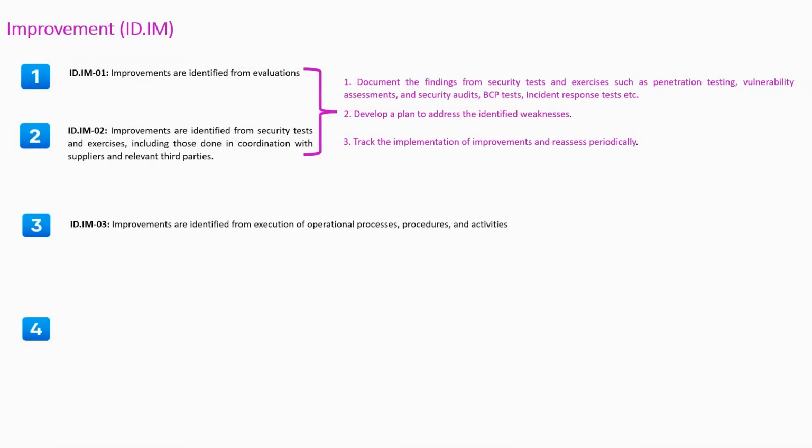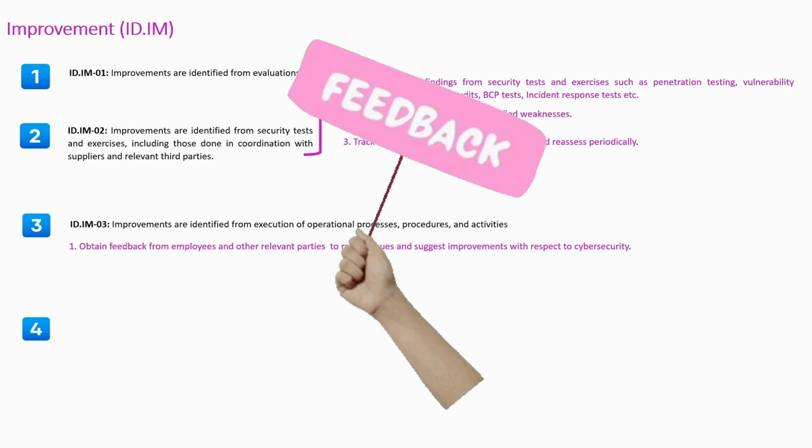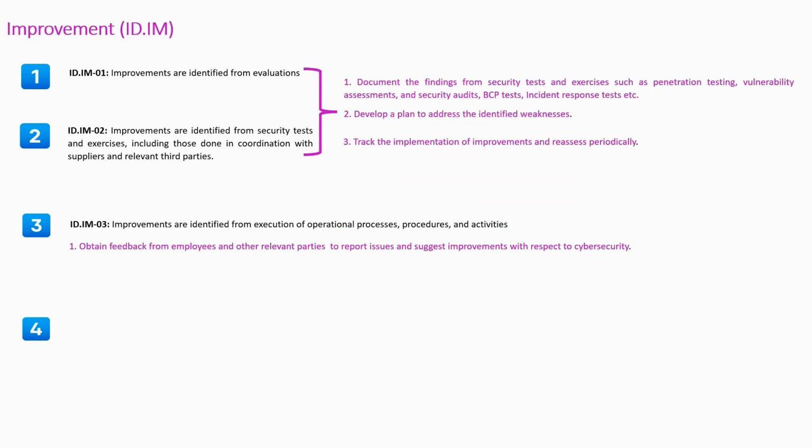The third subcategory requires that improvements are identified from the execution of operational processes, procedures and activities. To implement the same, what you need to do is to obtain feedback from employees and other relevant parties, to report issues and suggest improvements with respect to cybersecurity. Develop and implement plans to address the identified improvements.